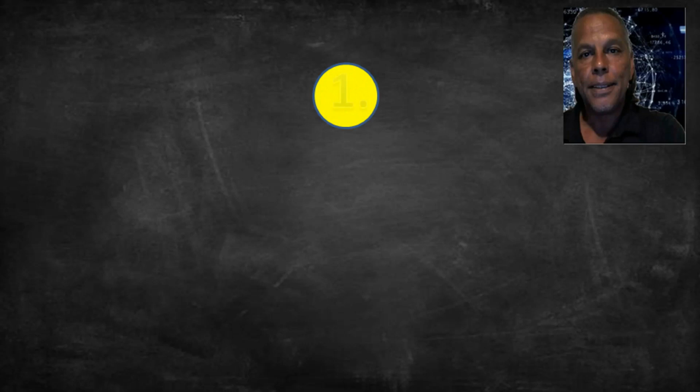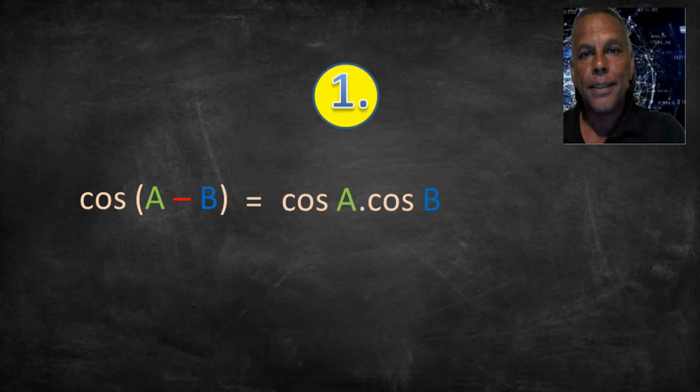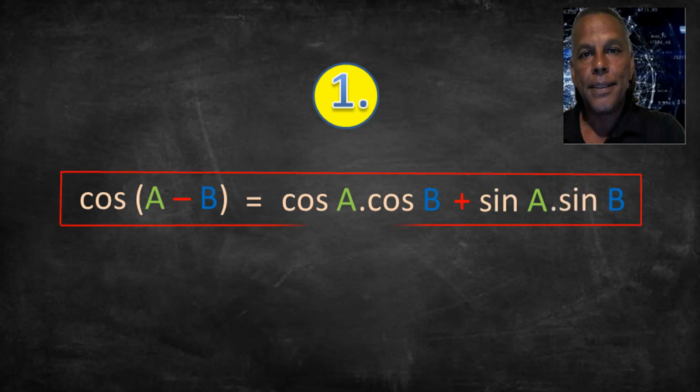The first compound angle expansion says that the cos of A minus B equals the cos of A times the cos of B plus the sine of A times the sine of B. So let's look at the proof of the cos expansion for A minus B.